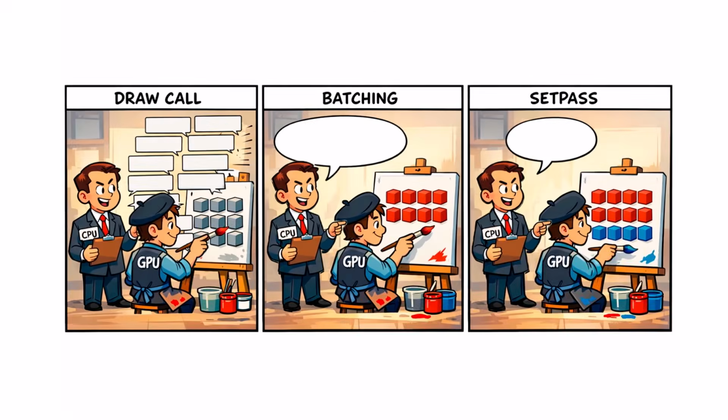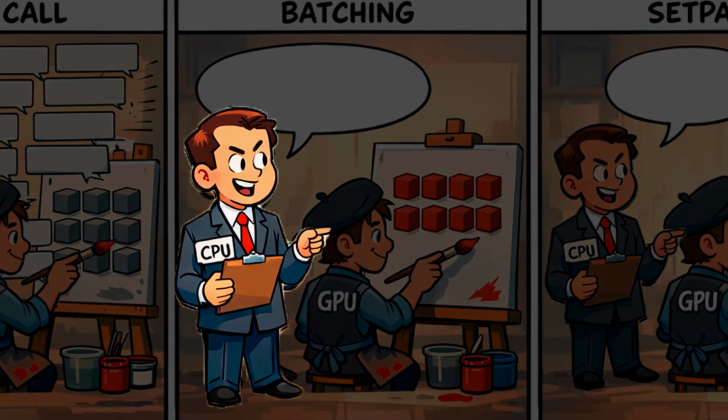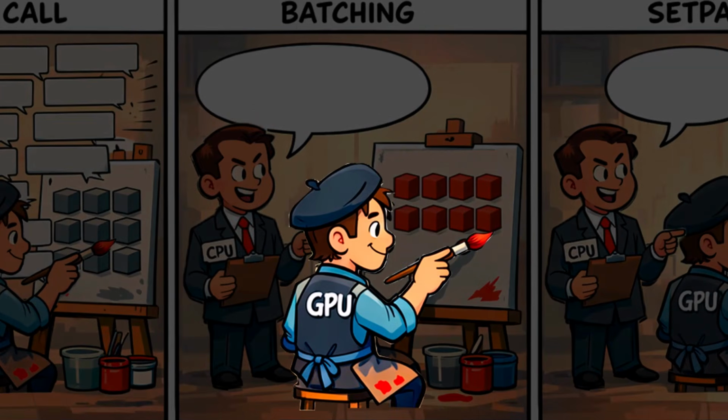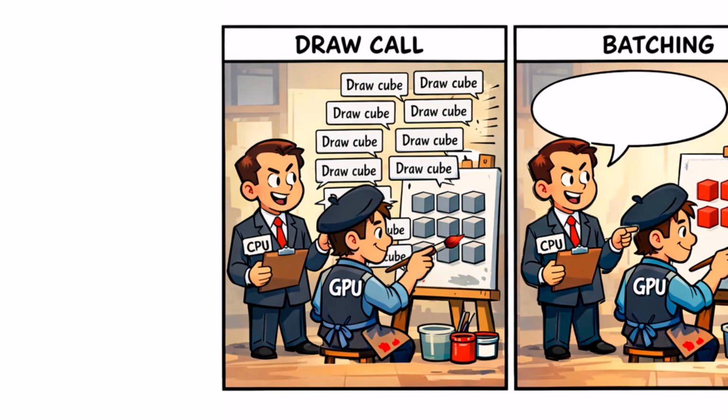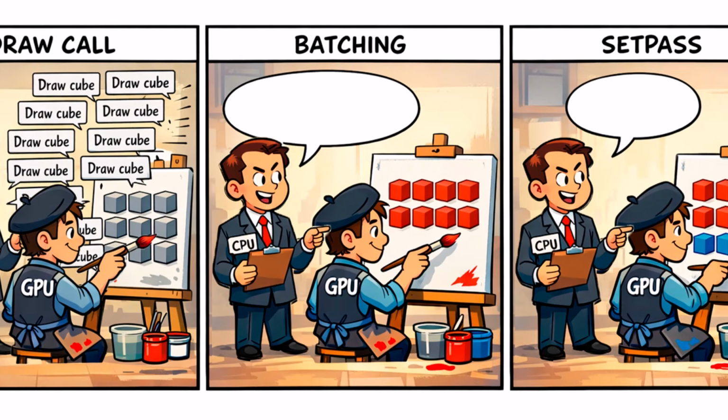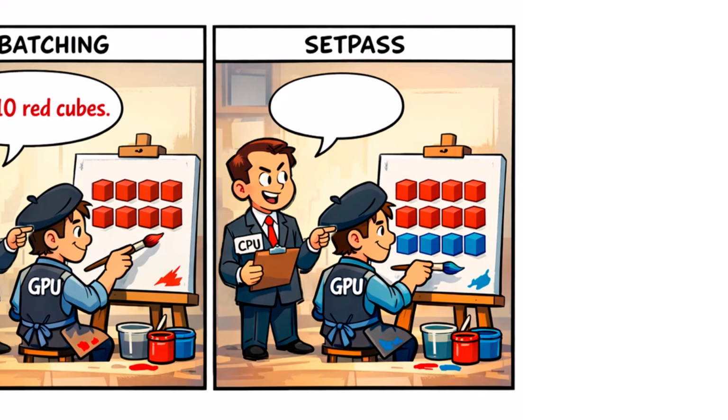To make this simple, let's use an analogy. The CPU is a manager and the GPU is an artist. Every time the manager says draw a cube, that's a draw call. Giving 10 separate commands for 10 cubes takes a long time. To speed up, the manager can say draw 10 red cubes right now. This is batching, and it's much faster. But when the artist needs to change paints, that is a SetPass call. They have to wash the brush, open a new tube and mix the paint. That takes the most time of all.